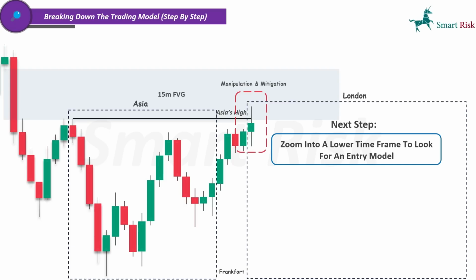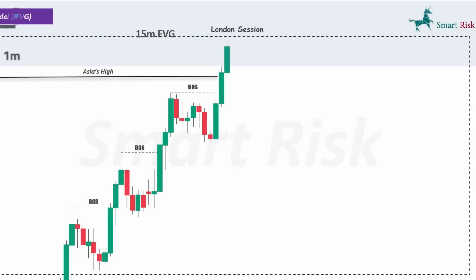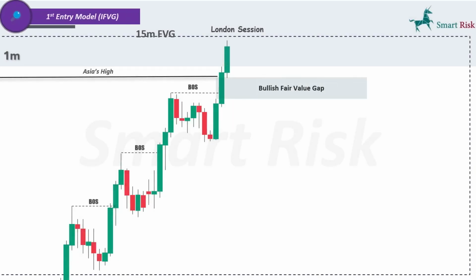At this stage, if I'm using the 1-minute chart, I usually prefer to look for an inversion fair value gap forming right after the liquidity sweep. But if I'm using the 5-minute chart, I prefer looking for a breaker block, mitigation block, or IFVG that forms after the manipulation move. Now in the next step, if we are using the 1-minute time frame, we look for a violated fair value gap that flips into an inversion fair value gap. This becomes our second layer of confirmation.